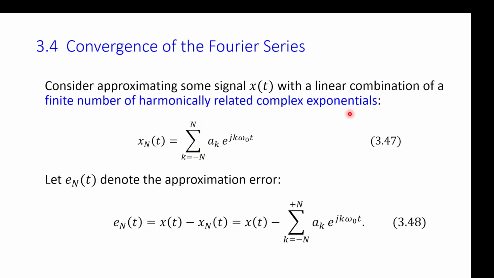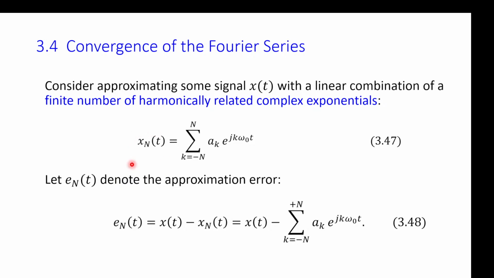Okay, so summing over infinite terms is weird, but now we think about summing over finite terms. If we sum k from some minus big N to plus big N, so this is some big range of k, we are summing over all those harmonic related complex exponentials. So this is like the series truncated at some finite big N. And we define this as x sub N of t.